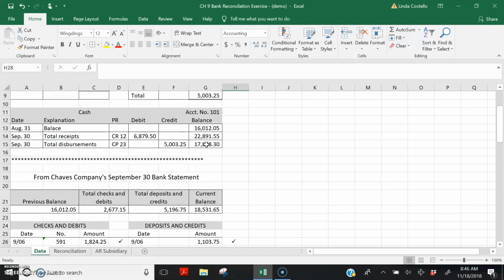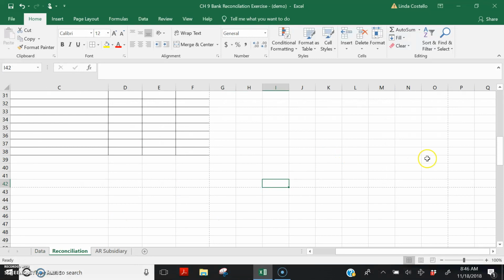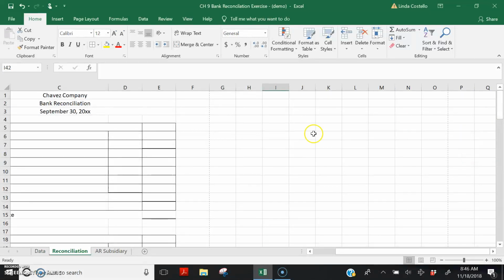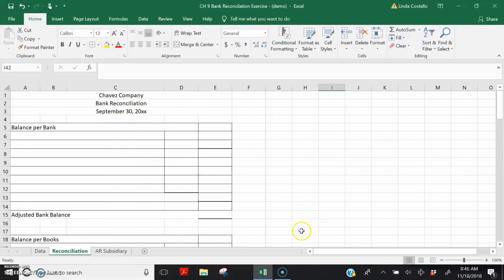There are a variety of formats in which a bank reconciliation can be presented. For this exercise, I will use the format shown in figure 9.16 on page 298 of your textbook. Let's begin. Turn to page 2 of the worksheets and enter the balance per bank, $18,531.65.